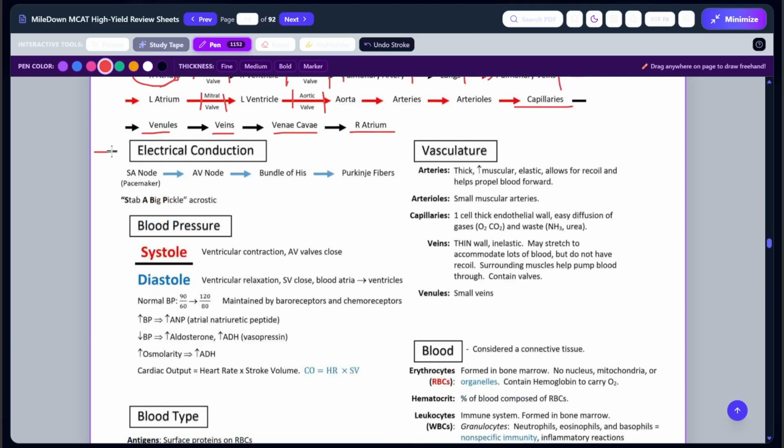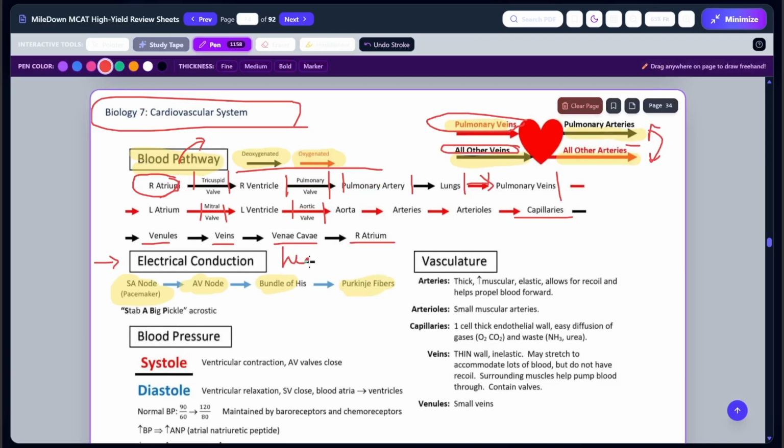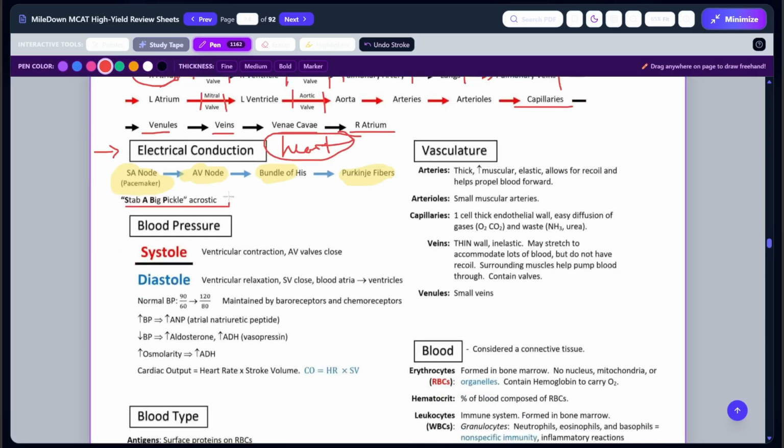So electrical conduction. Your heart needs an electrical signal too. So there's an SA node which pacemakes the heart. It's known as the pacemaker that conducts electricity to the AV node, bundle of His, and Purkinje fibers. I recommend looking at a heart diagram. I can show those later. I'll see how much time is left. And this is a little mnemonic kind of to help.